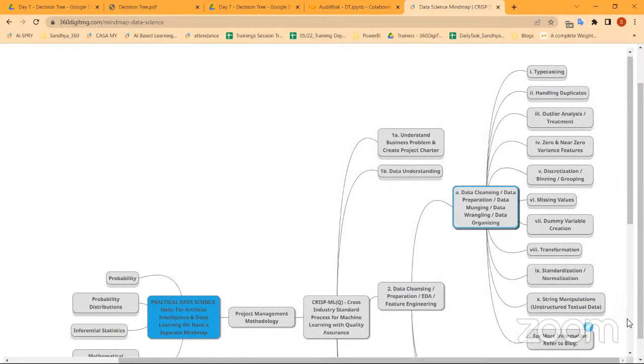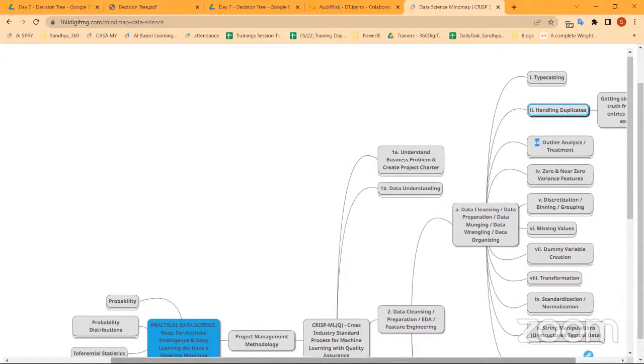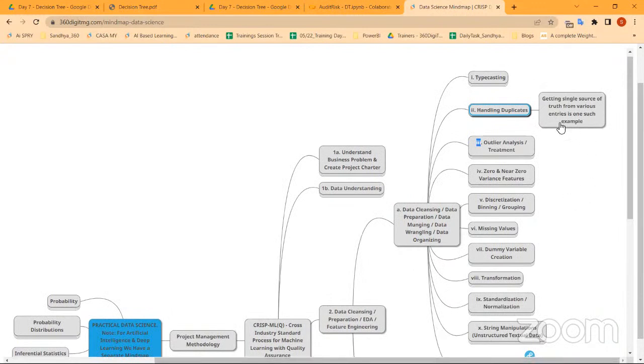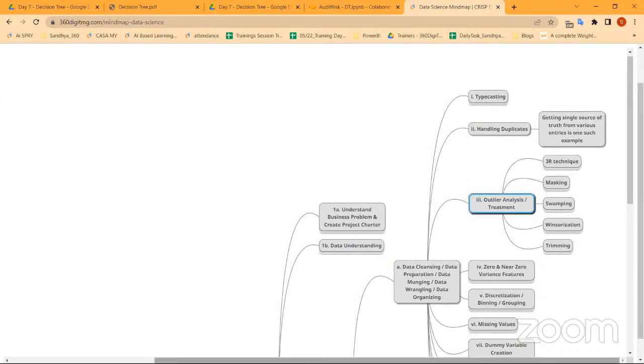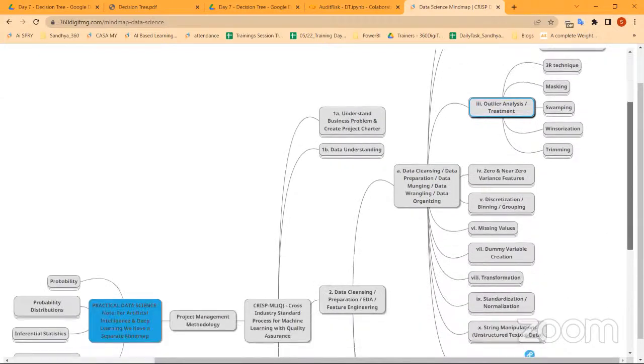When you expand it, you can see so many things like typecasting. Typecasting is converting from one data type to another, like converting from a string data type to an integer data type. This is one example of typecasting. And then we have duplicates. Most of the time in transactional data, we do have duplicates. So how to handle them? And then we have outliers. The extreme values are the outliers. We need to treat the outliers, right? By using various techniques like the 3R technique, masking, winsorization, trimming, swamping.